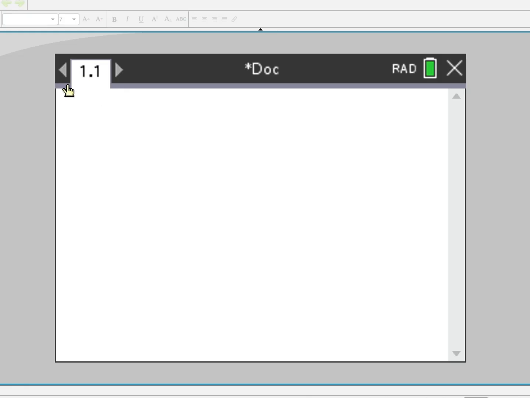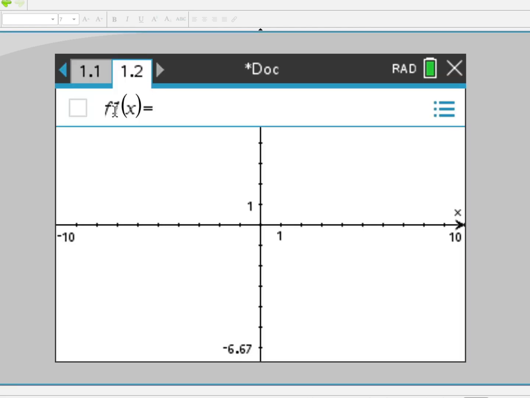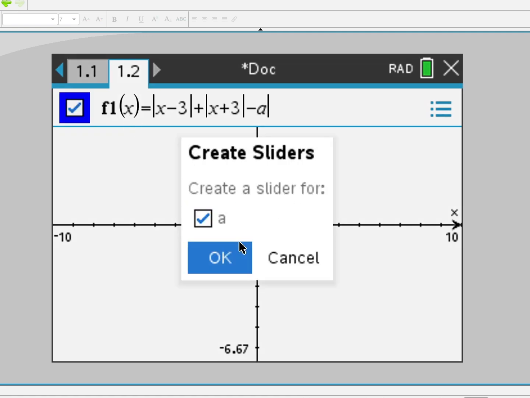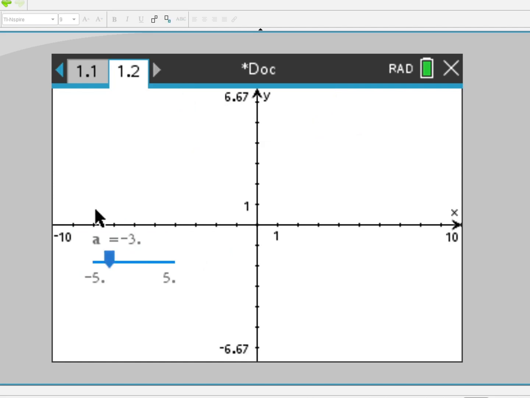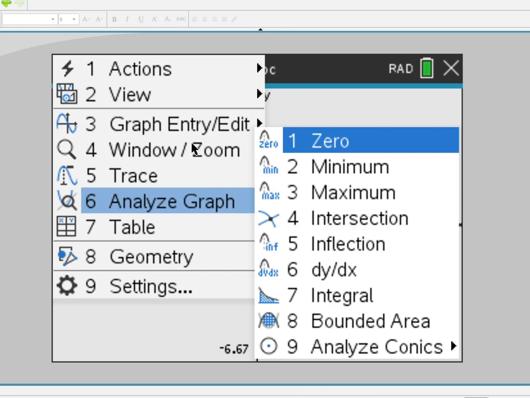So what I'm going to do straight away is go on, it's going to be the absolute value of x minus 3 plus the absolute value of x plus 3, minus a. All right, and here it is. So let's try the first part. The first one is just -3 and 3, those significant points. Let's say -3. Let me zoom out. It doesn't really look nice here.